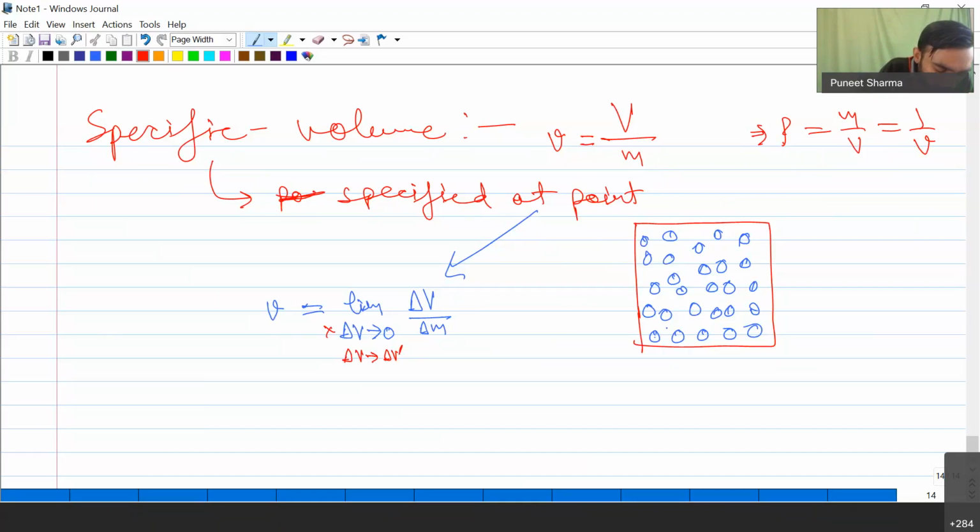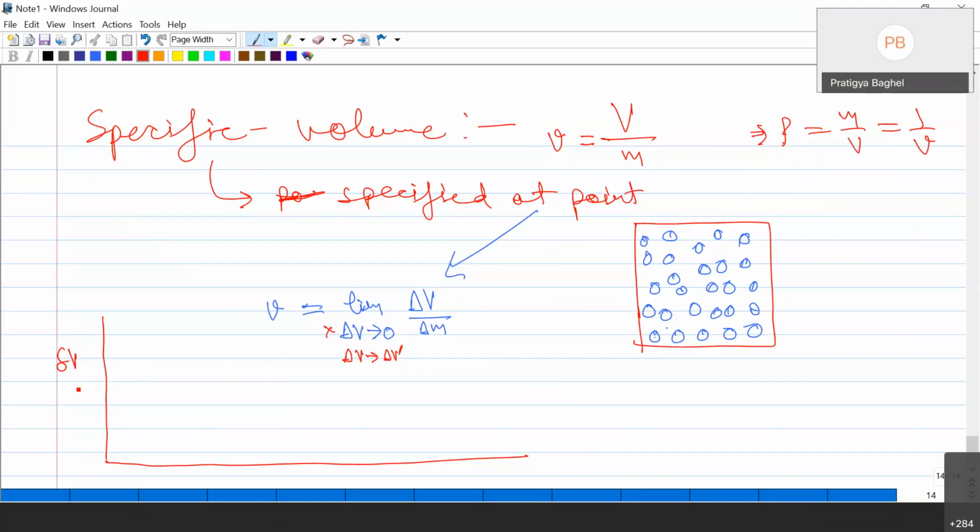So if I plot delta V divided by delta M as a function of volume, here I am writing this as delta V. So if I represent this as a function of volume, what will be happening when my volume is exactly 0, meaning this delta V is approaching 0? So I have nothing but a point.